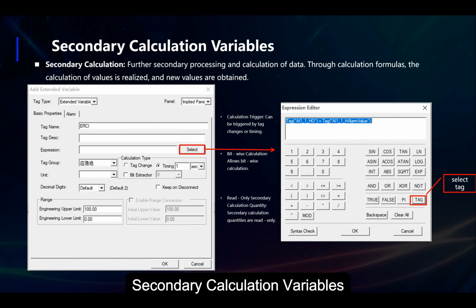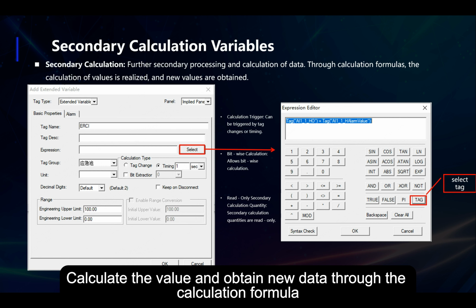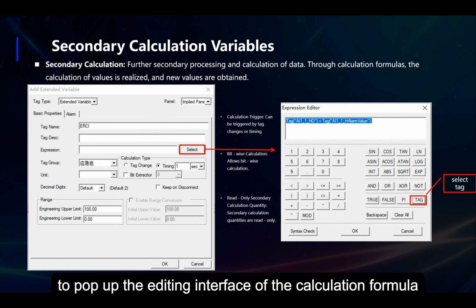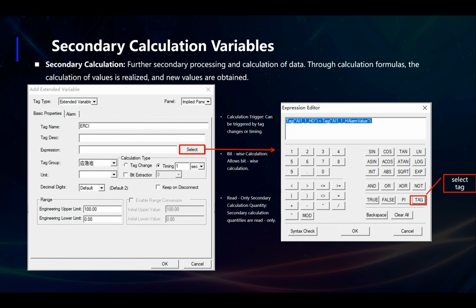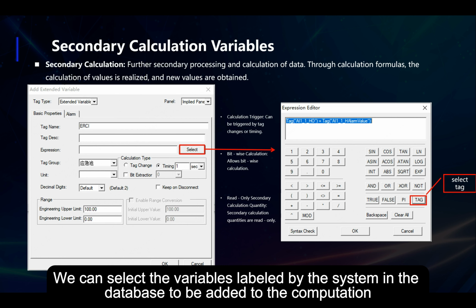Secondary calculation variables. Secondary calculation refers to the further processing and calculation of the data. Calculate the value and obtain new data through the calculation formula. On this interface, we can click the Select button to pop up the editing interface of the calculation formula. On this editing interface, we can select various calculation methods. At the same time, click the Label button. We can select the variables labeled by the system in the database to be added to the computation.